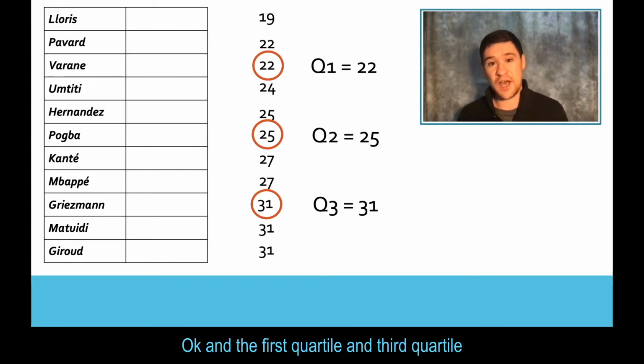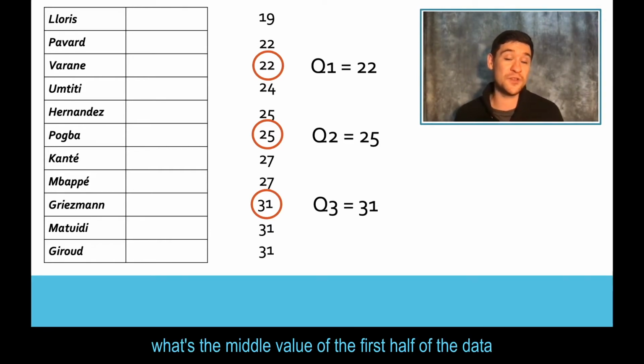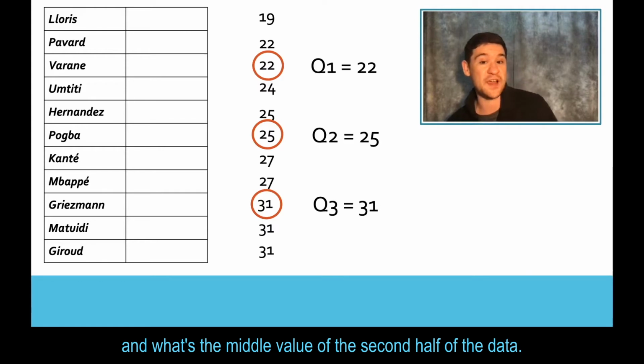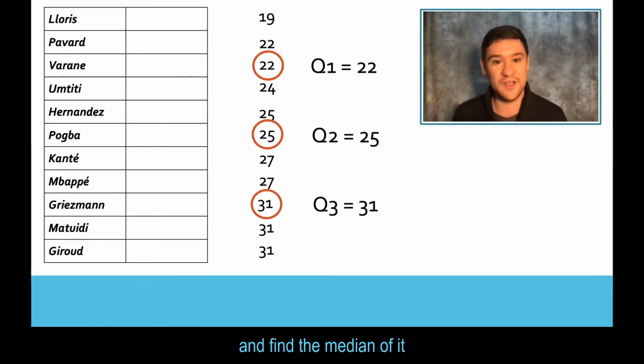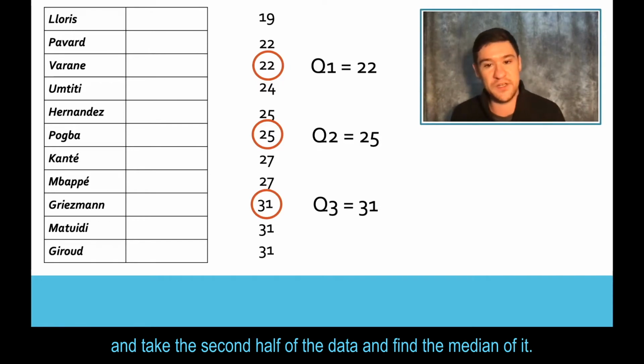Okay, and the first quartile and third quartile, you can think of that as what's the middle value of the first half of the data and what's the middle value of the second half of the data. So you can just take the first half of the data and find the median of it, and take the second half of the data and find the median of it.